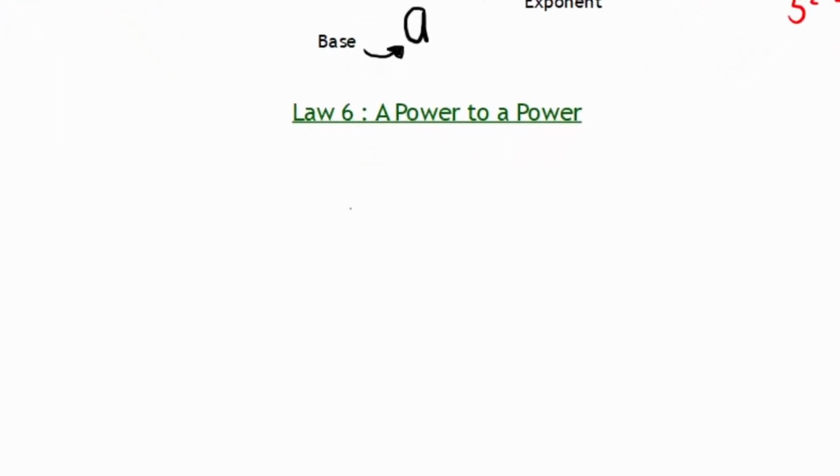So say you have a to the power of b all to the power of c. Law 6 tells us that we can simplify this to a, the base, to the power of b multiplied by c. Now that is our sixth law of exponents. So let us now see how we can use this to simplify a maths problem.